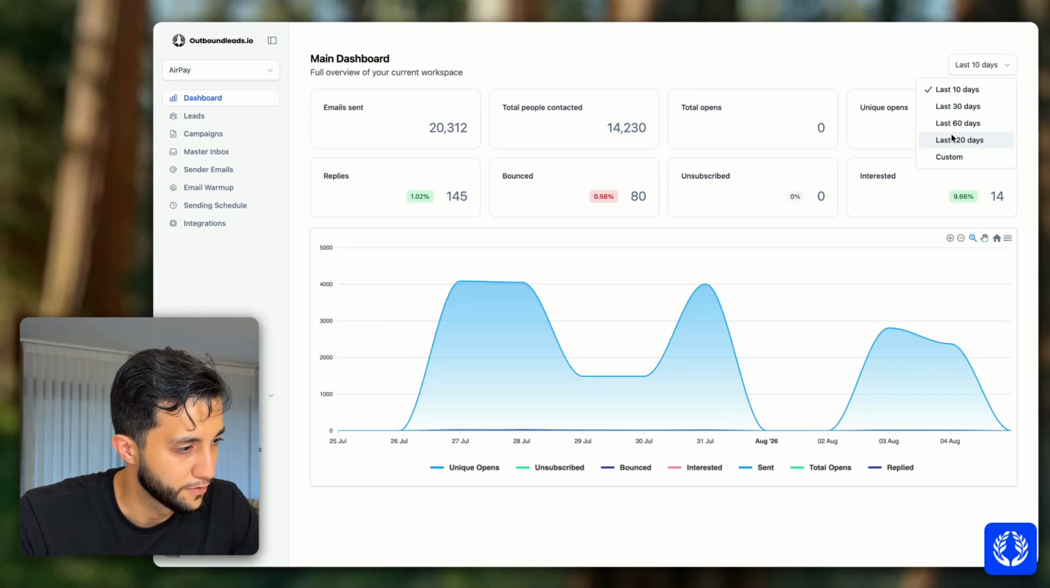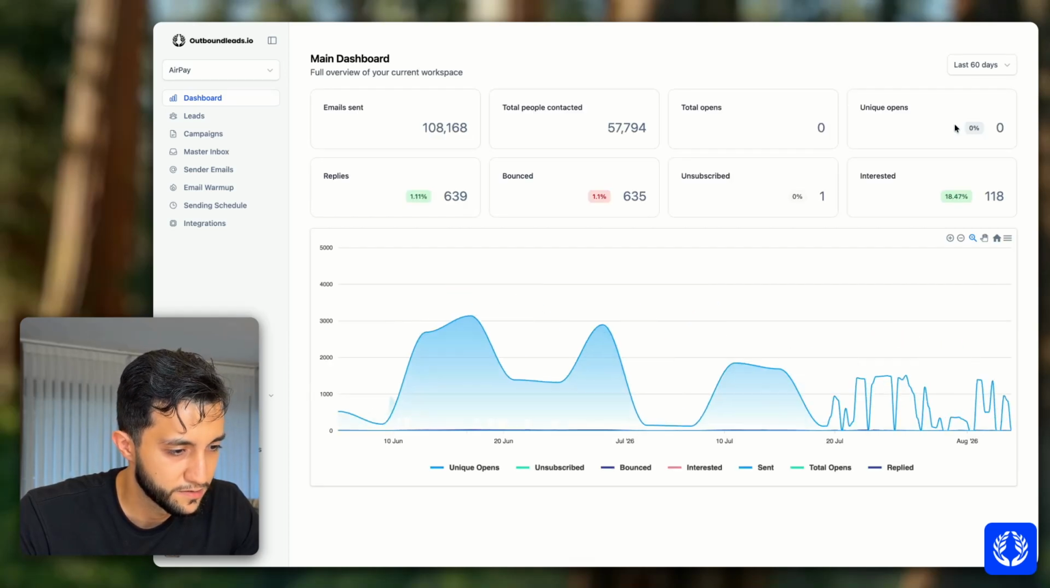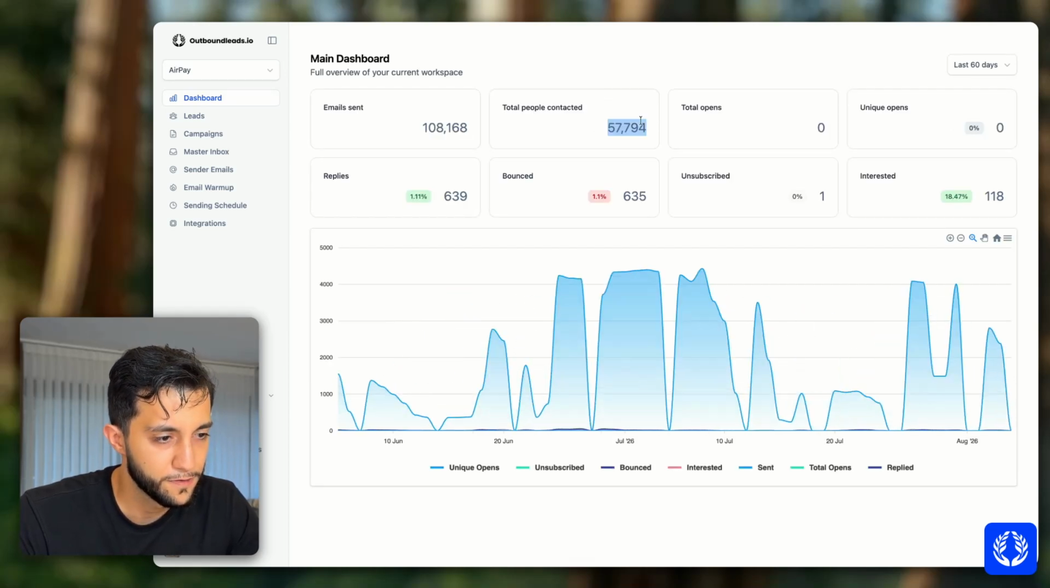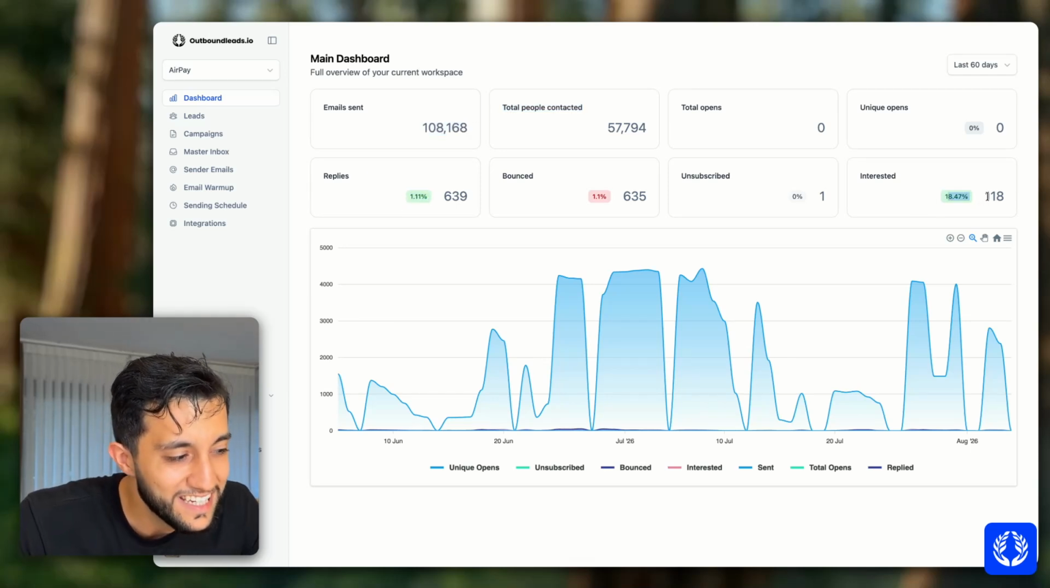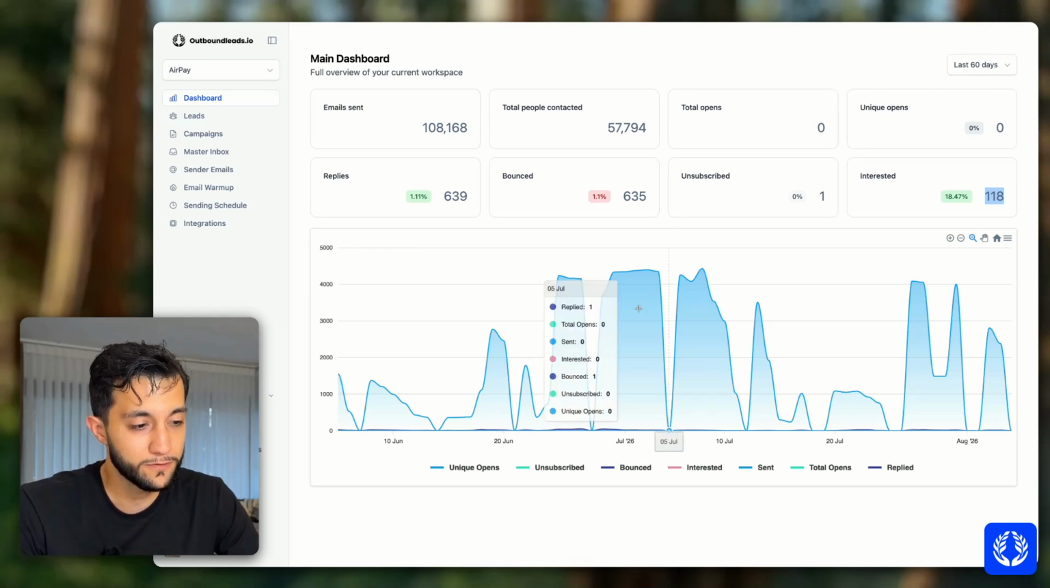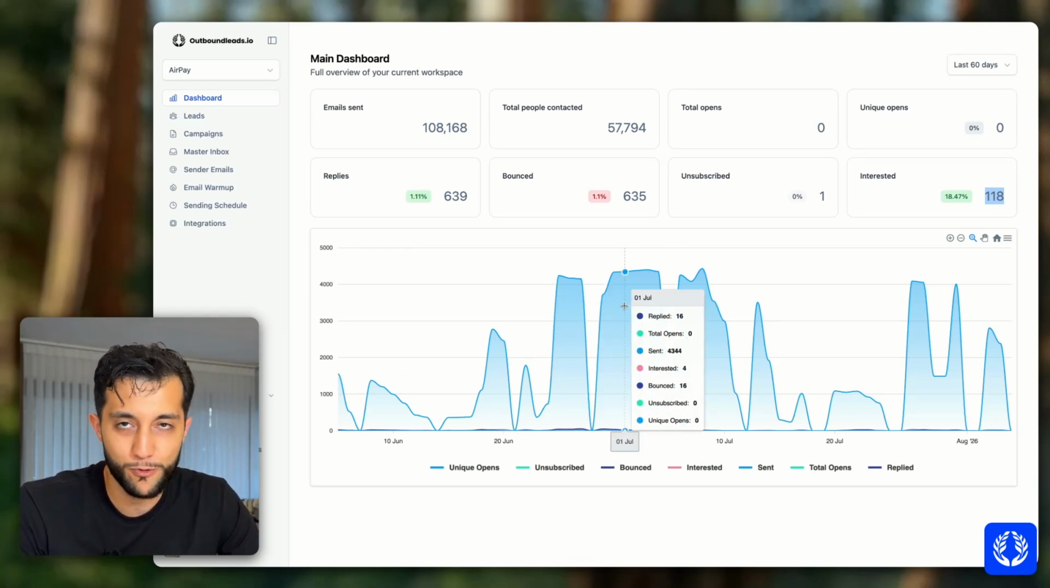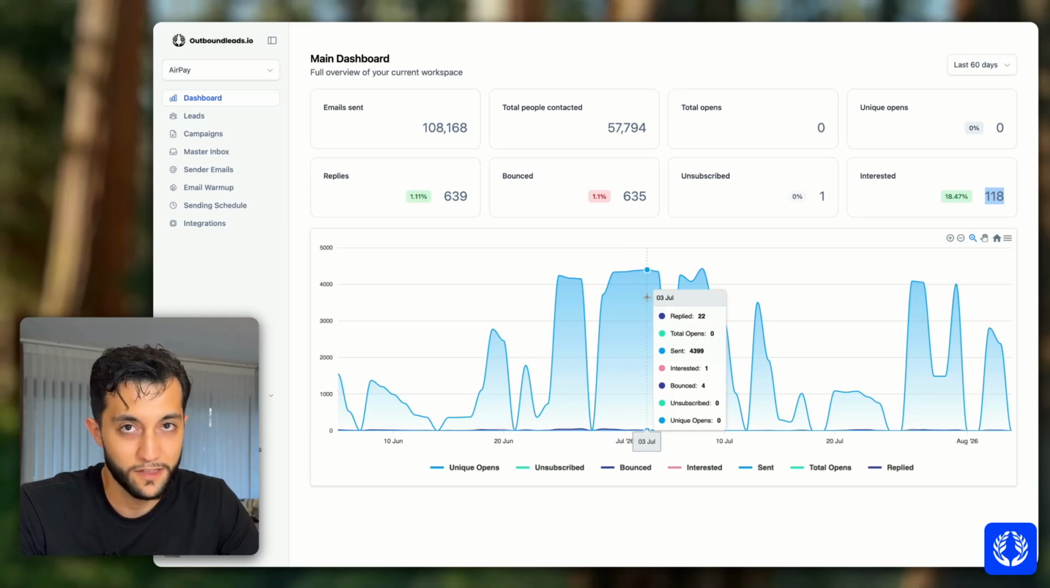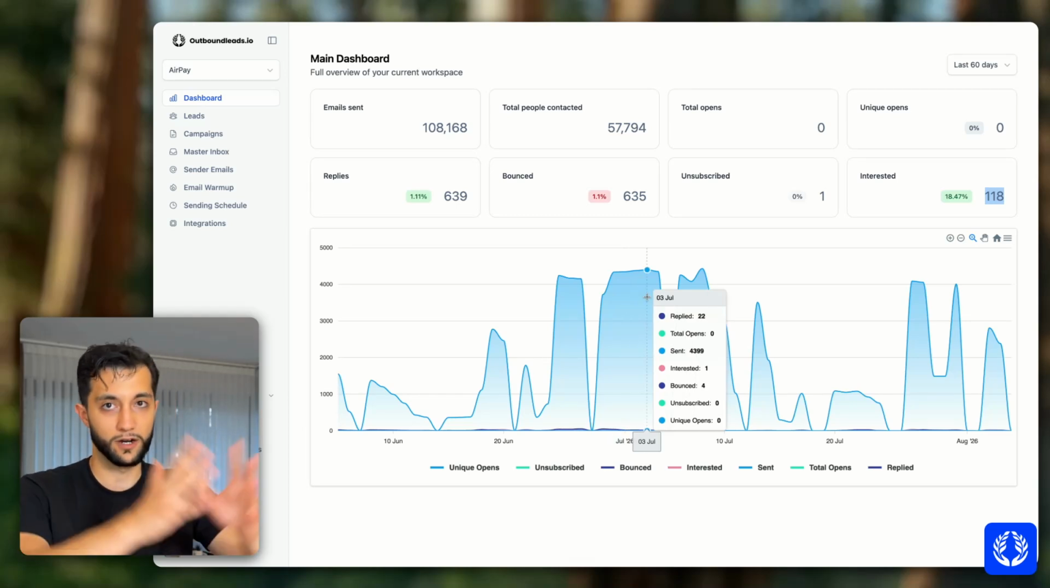And if you look over the last, I don't know, 60 days? Yeah. 57,000 people contacted, 110,000 emails, 1.1% response rate, and then 18% positive response rate. We got 120 leads over the last 60 days. That is wild. And you can scale this further. We're not even sending out that many emails per day. It's like 4.3K. It's nothing. You can easily send out 15, 20,000, especially if your market is large enough.